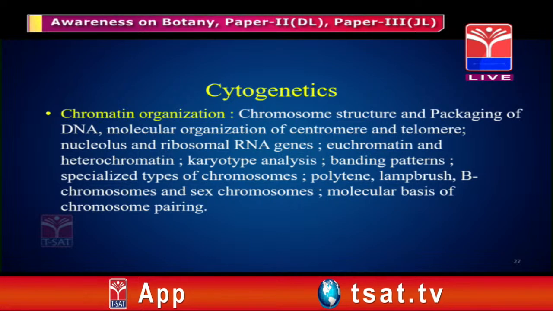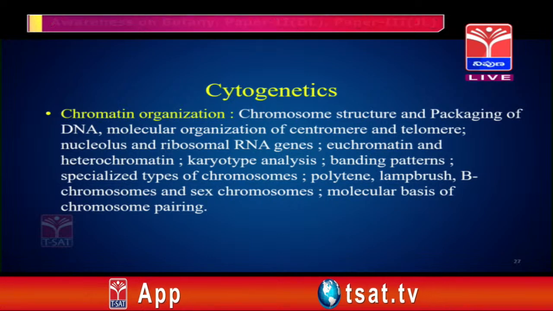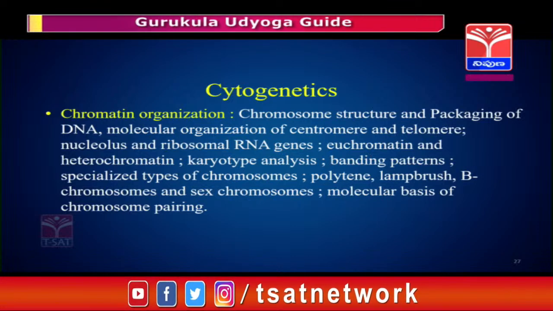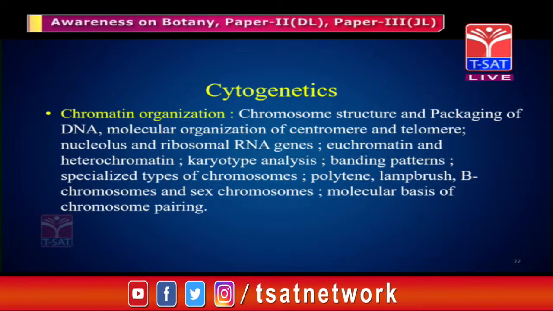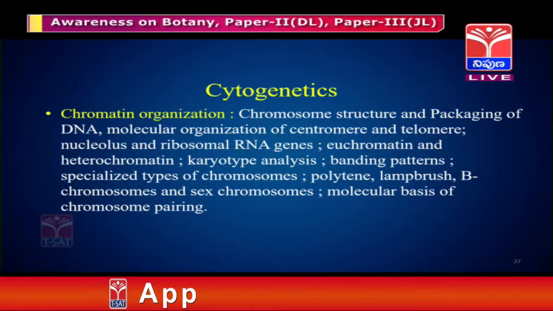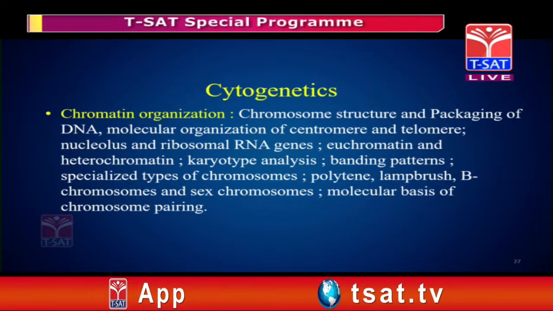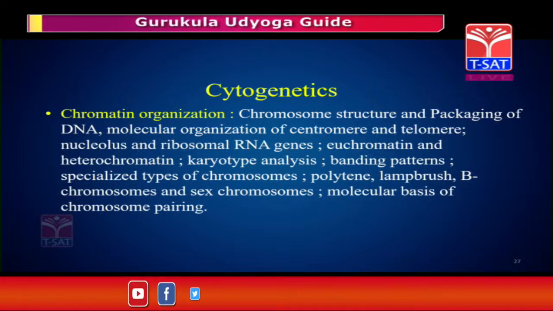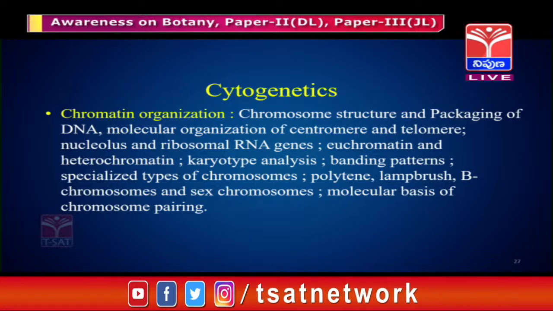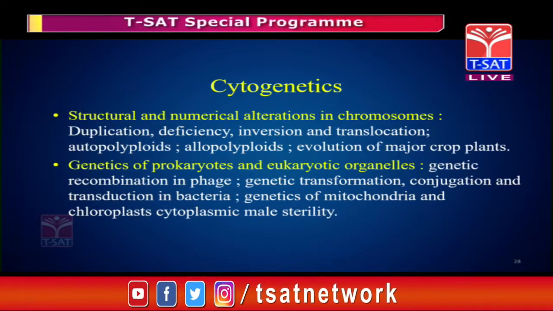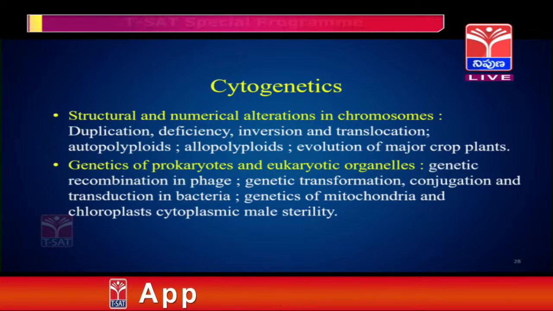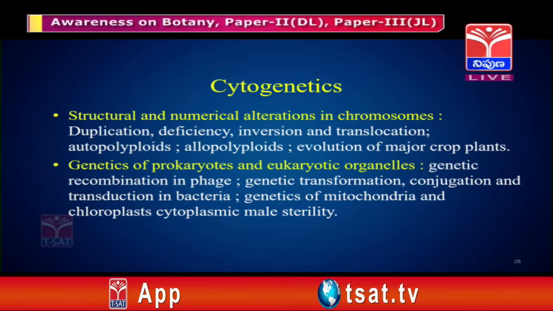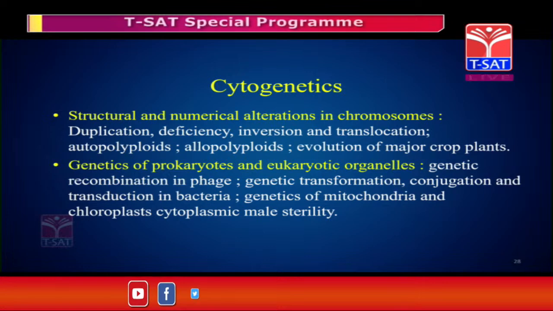Now when you come to the next unit, that is cytogenetics, here you again have some extra syllabus added for DL aspirants, that is biostats. Here you have to understand that apart from the DNA, types of DNA, packaging of DNA, RNA, chromatin, euchromatin, heterochromatin, etc., you should also understand the structural and numerical alterations in chromosomes. And what type of genetic material is present in prokaryotes and also in eukaryotic organelles.